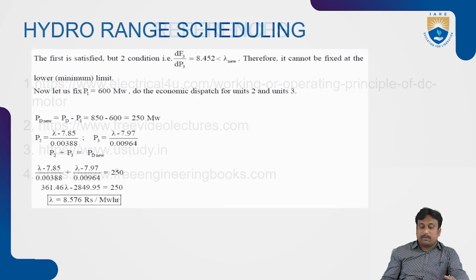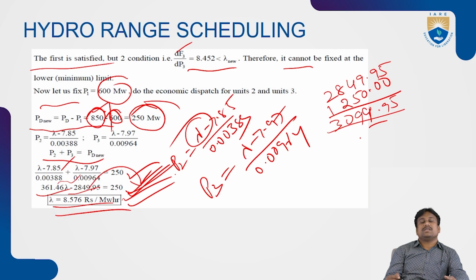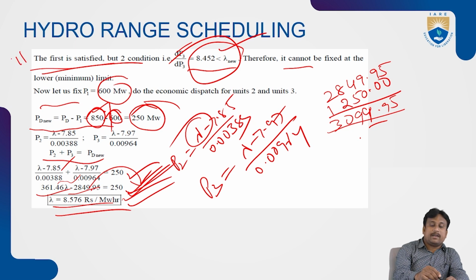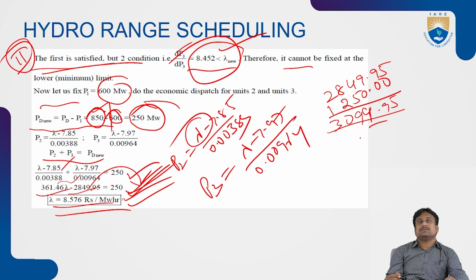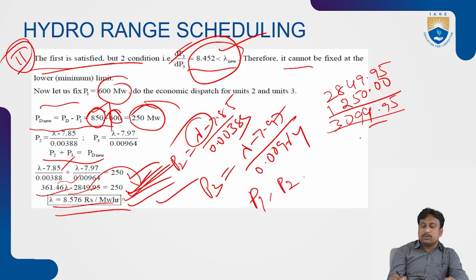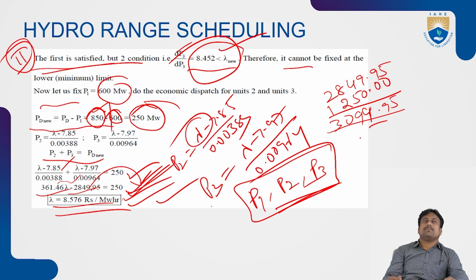So this value may be treated as the newest value of the lambda. The first is satisfied, and the second condition is treated in the range of 8.452 less than the newer value of the lambda. This lambda value will exist in the second attempt of the hydro range scheduling process. So like that we can calculate the lambda values ranging in between P1, P2, P3 respectively. So with this the Lagrange's coefficient may be obtained suitably.